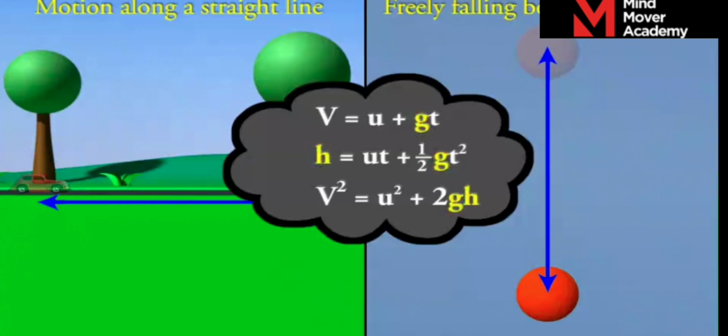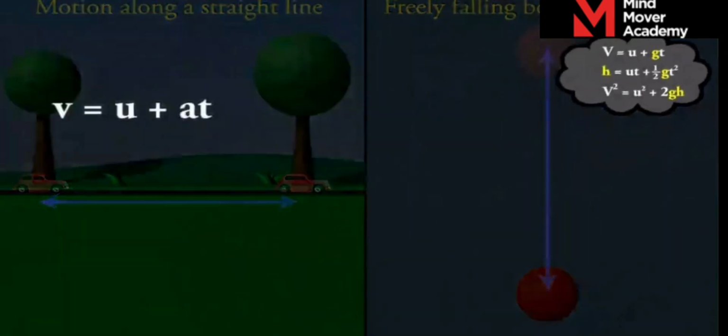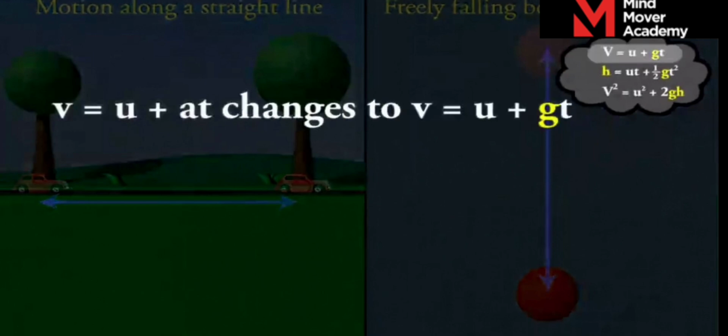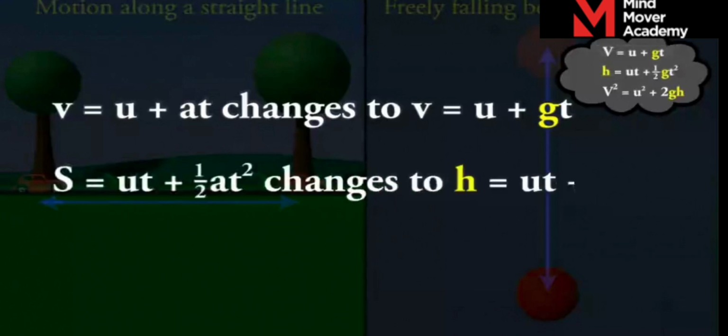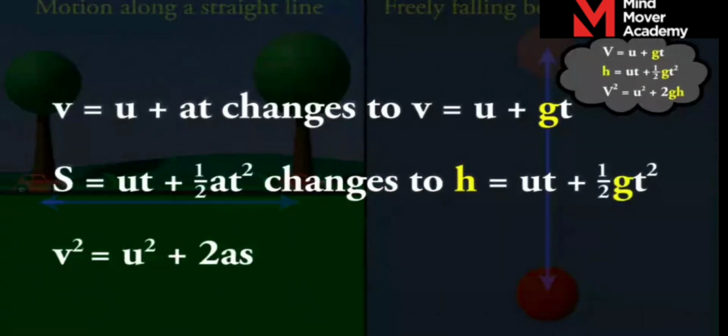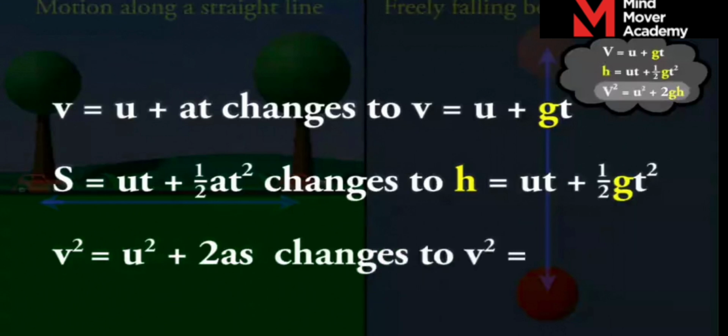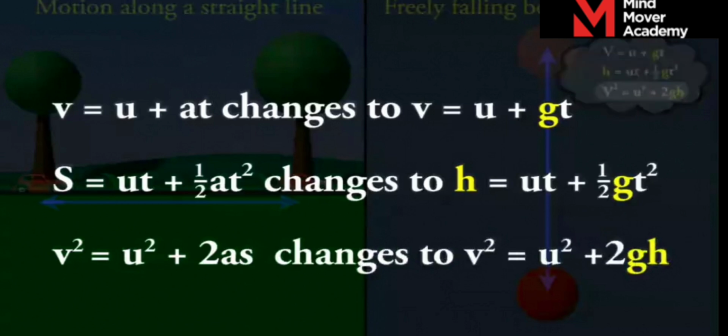This gives us the following equations of motion for freely falling bodies. v = u + at changes to v = u + gt. s = ut + ½at² changes to h = ut + ½gt². v² = u² + 2as changes to v² = u² + 2gh. We will use these equations of motion for freely falling bodies to solve numerical problems.